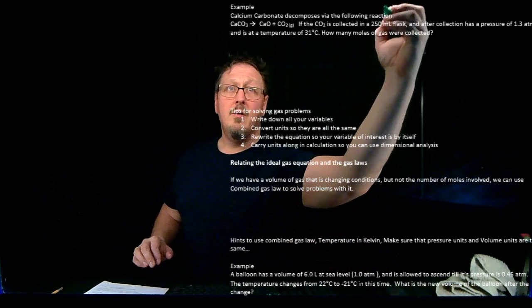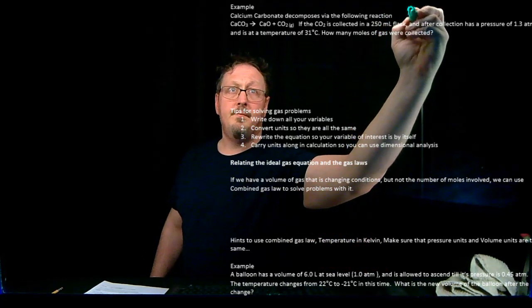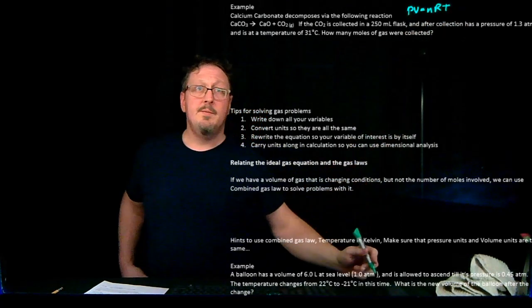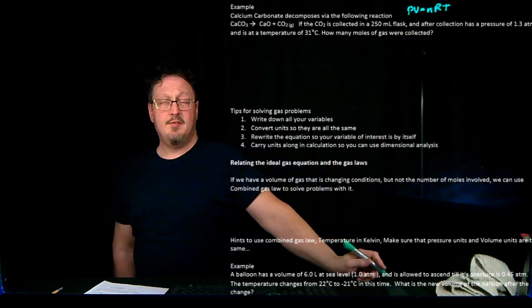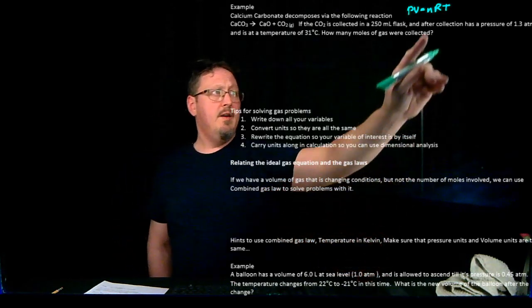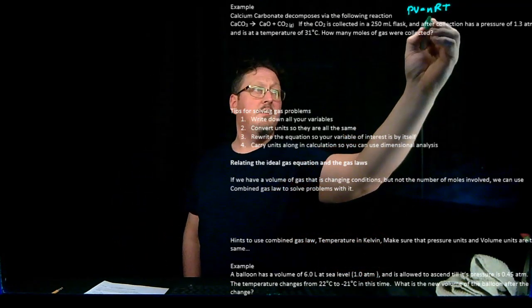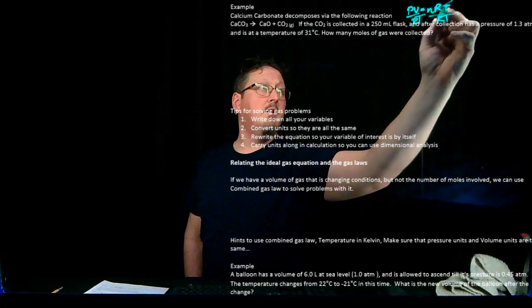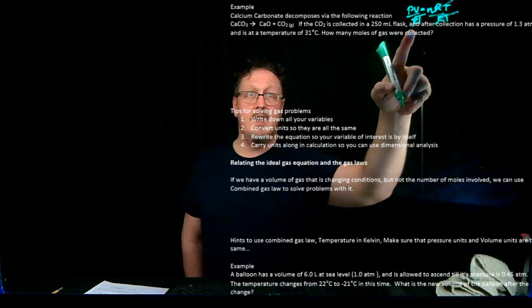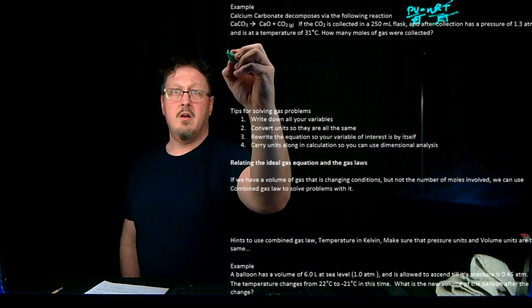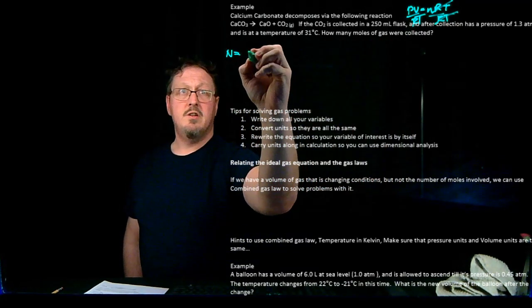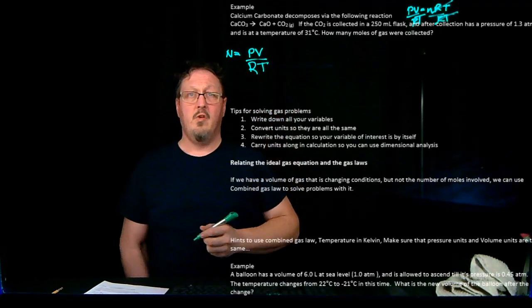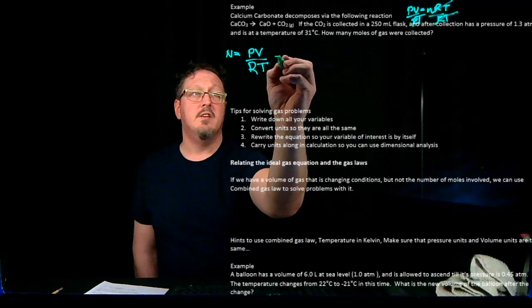Okay, so we're going to use ideal gas law. So PV equals nRT. Now, we want moles by itself. And so we want to divide both sides by RT to get moles by themselves. And so when we do that, we end up with n is going to equal pressure times volume divided by R times T. Okay, so that's what we're going to start putting our pieces in.